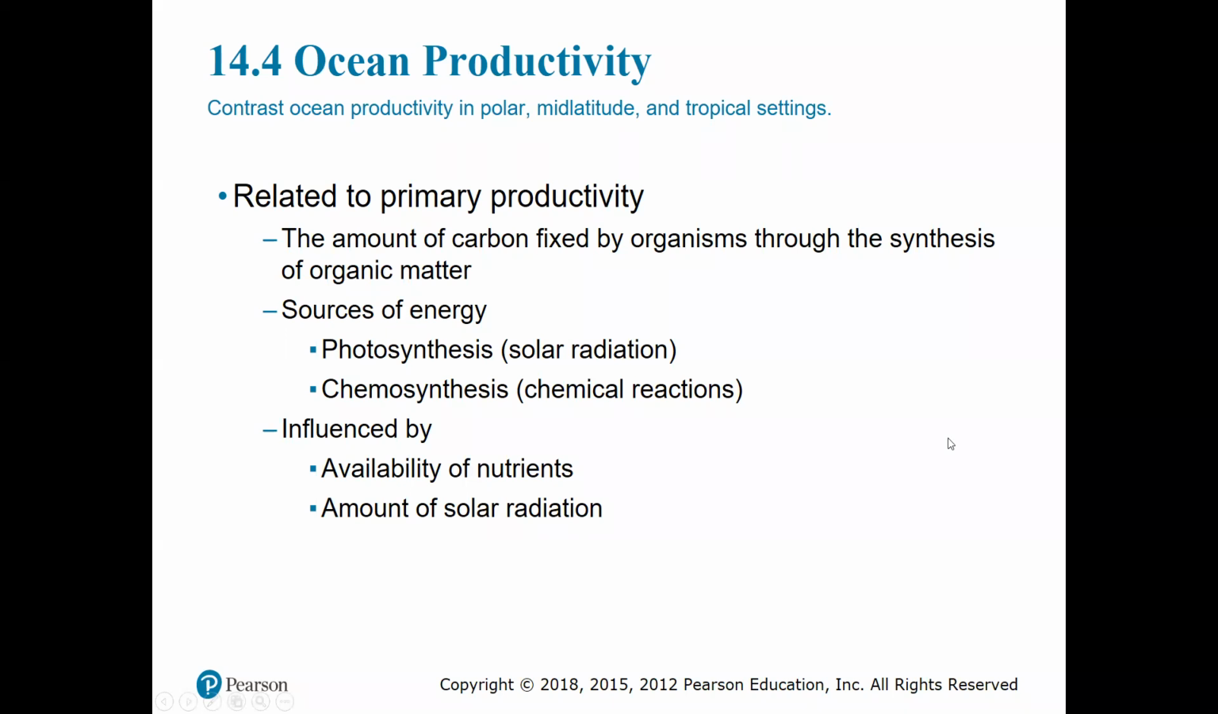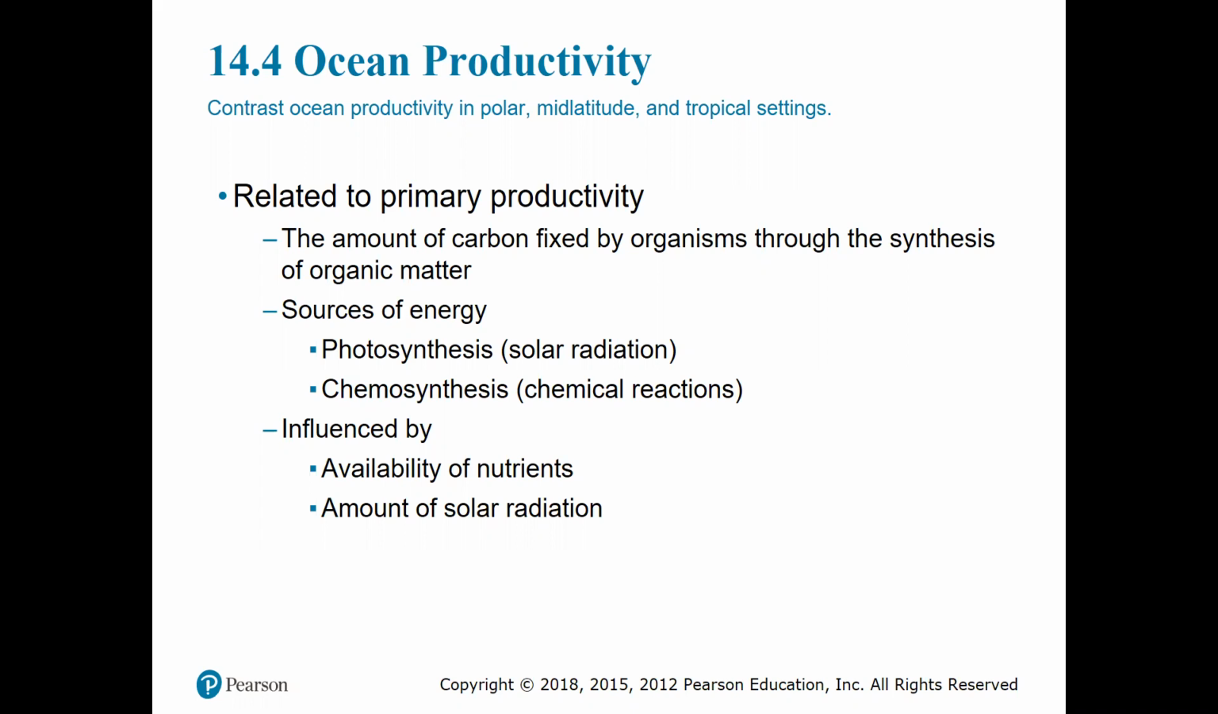So now that we've taken a look at the zones where we find the different animals that live in the ocean, now we can look at productivity. Some regions of the ocean are, of course, teeming with life. Other areas are completely barren. And this is related to what we refer to as primary productivity. Primary productivity is the rate at which organisms store energy through the formation of organic matter, using energy derived from either the sun or from chemical reactions.